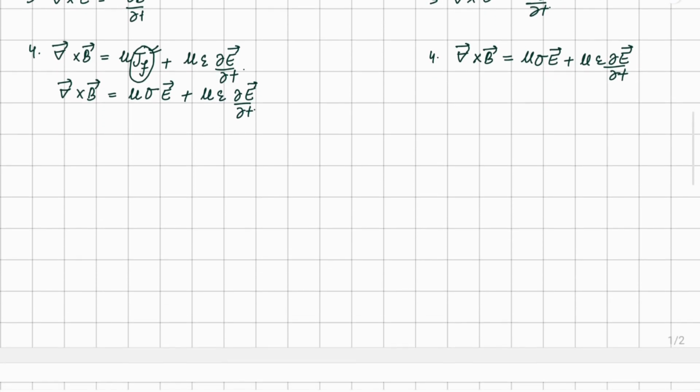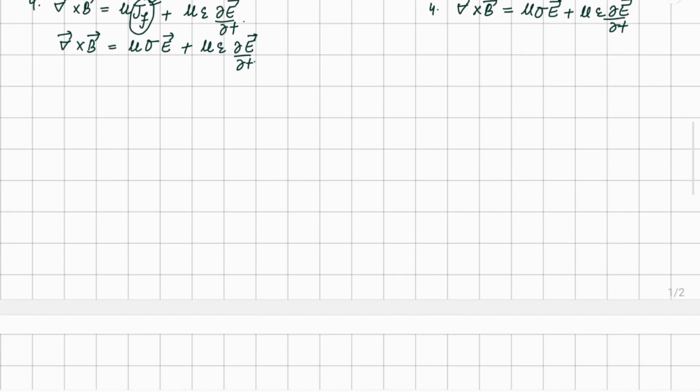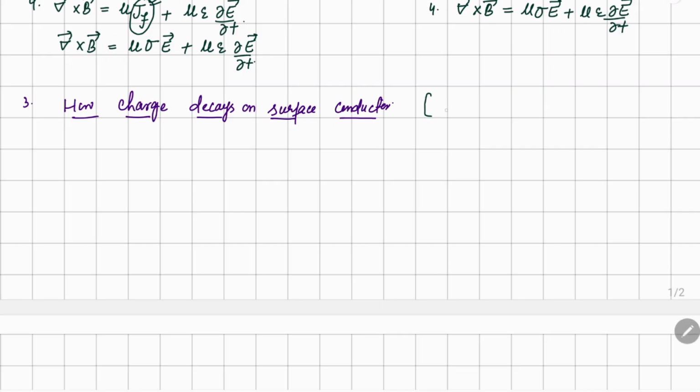Okay, so now the third important thing is how charge decays on the surface of a conductor. I told you if there is some local imbalance because of the electromagnetic wave, or because of the electric field present in the electromagnetic wave, then it disappears almost instantly to the surface. Okay, now let's see how.